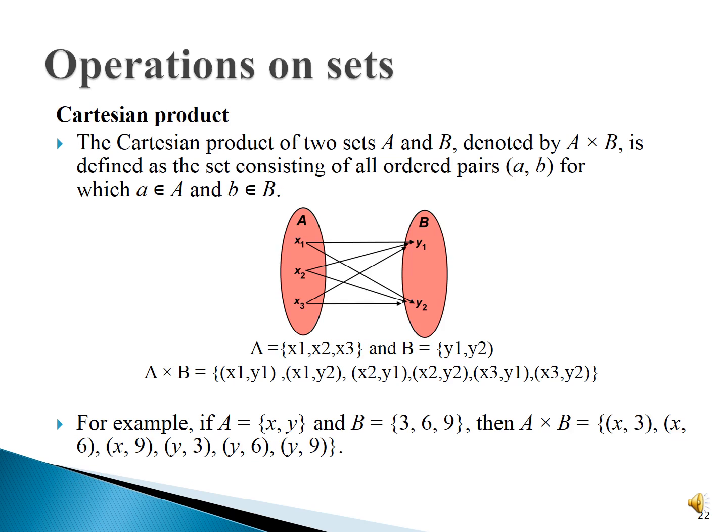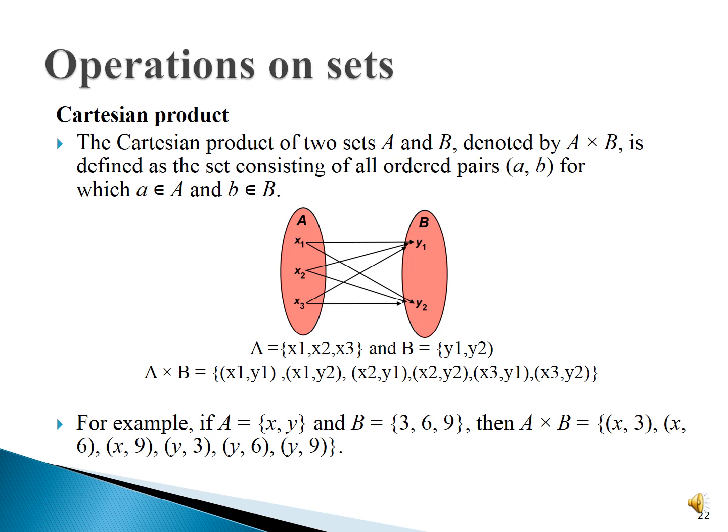The next type of operation on sets is Cartesian product. The Cartesian product of two sets A and B, denoted by A product B, is defined as the set consisting of all ordered pairs (a, b), for which a belongs to A and b belongs to B. We can see in this diagram there are two sets A and B. Set A contains the elements x1, x2, x3, and set B contains the elements y1, y2.